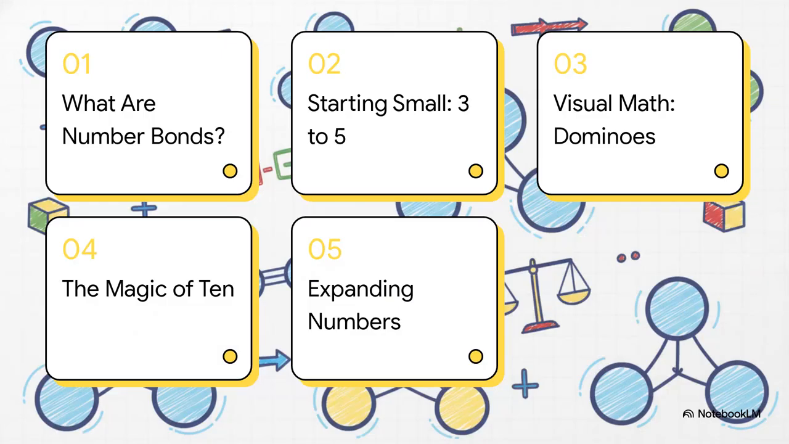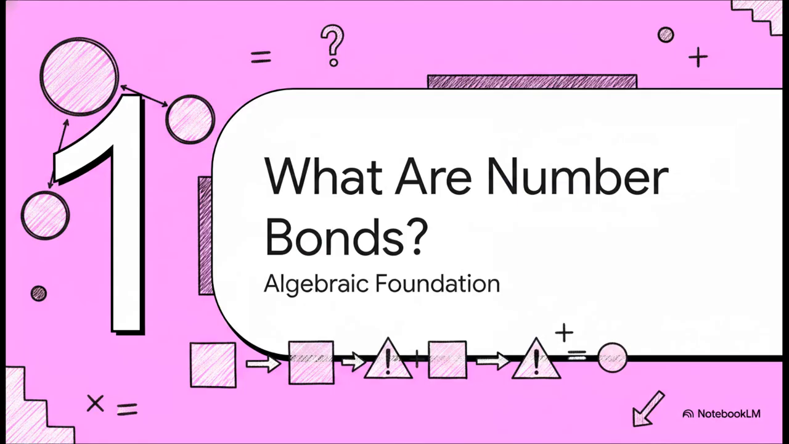Here's our roadmap for the Explainer. First, what exactly are number bonds? Number 2, starting small with numbers 3 to 5. Third, we'll explore visual math with dominoes. 4, the absolute magic of the number 10. And finally, expanding to larger numbers. All right, let's jump straight into section 1.